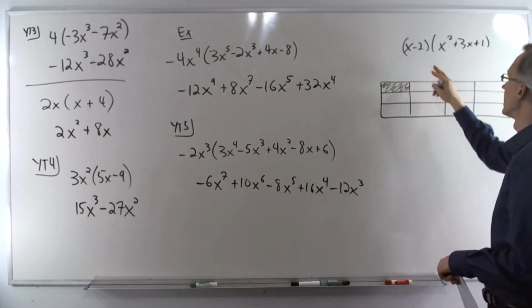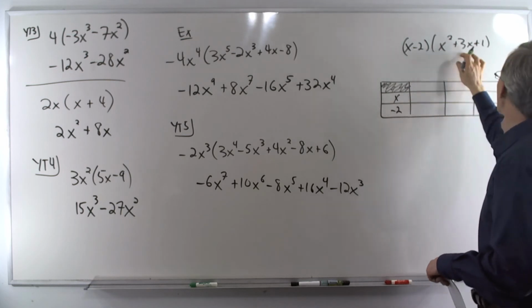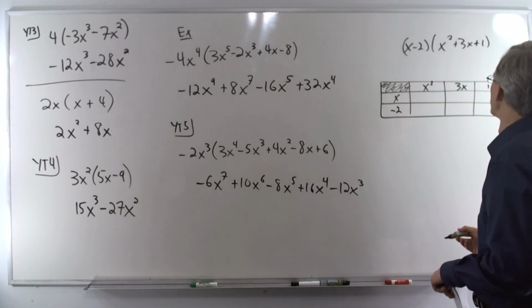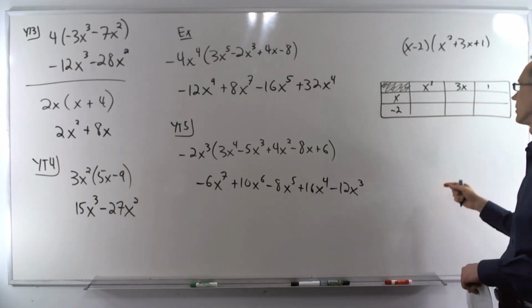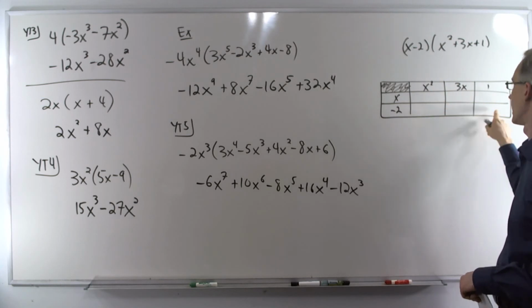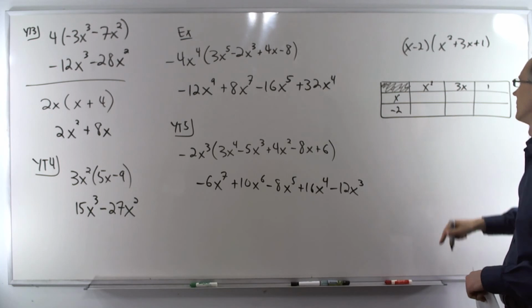All right, so we're going to take one binomial and put it here. So we got x and negative 2. We'll put the other binomial here, x squared, 3x, and 1. So now, when we go through and multiply, all we have to do is fill in each block here. Notice we have 6 blocks, like we should. And then we'll just take each column and row and match them up with the cell.